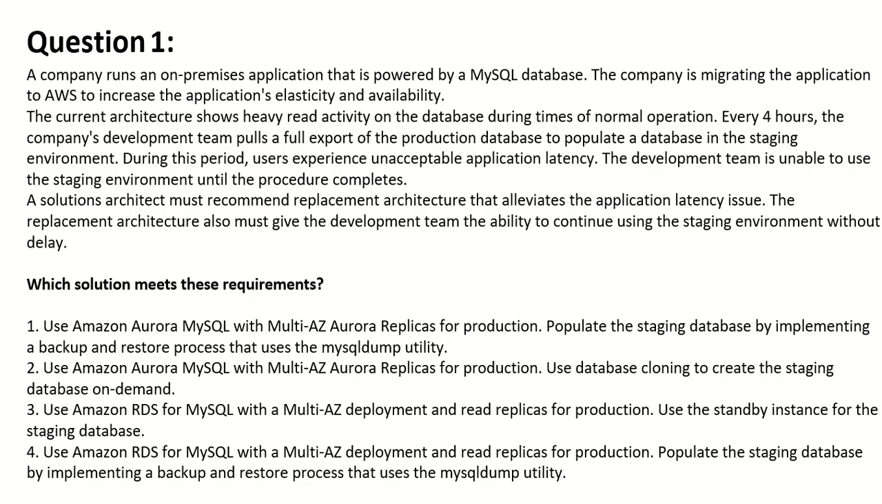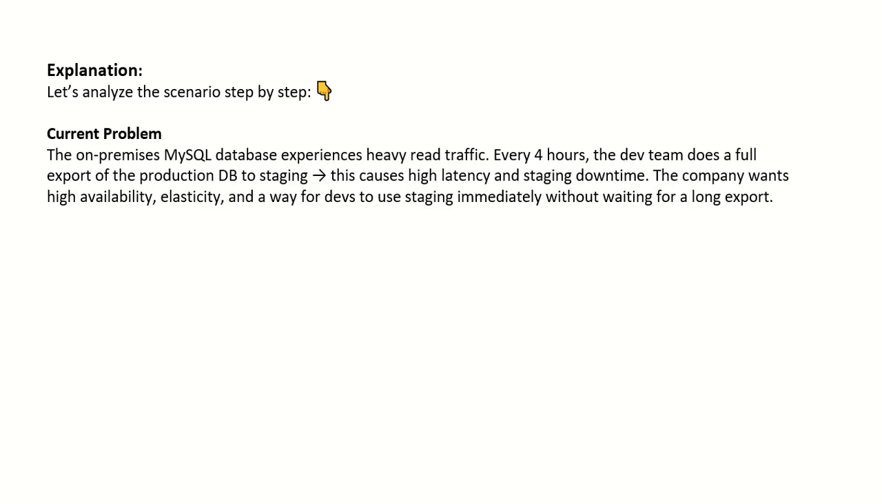Let's analyze the scenario step by step. What is the current problem that I already discussed? The on-premises MySQL database is experiencing heavy read traffic. Every 4 hours, the dev team does a full export of the production DB to staging, which causes high latency and staging downtime. The company wants high availability and a way for devs to use staging immediately without waiting for a long export. So let's analyze the options.